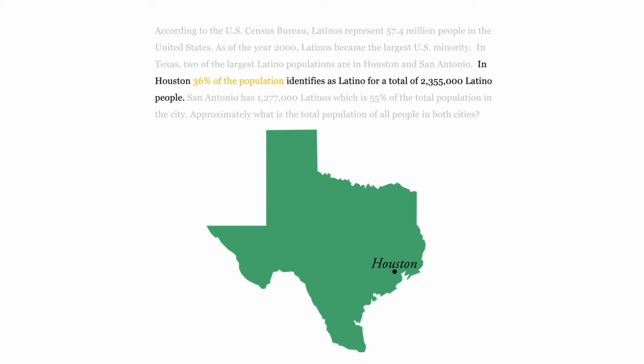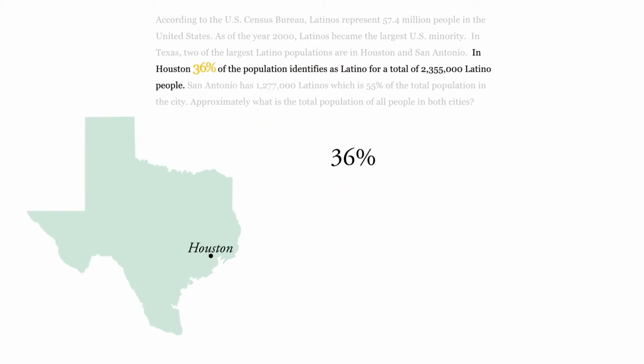36% of the population of Houston is 2,355,000 Latino people. So let's write it out as we say it. 36%, that's 0.36 of the population of Houston, we'll call it H, is equal to 2,355,000 people. Okay, that makes sense.